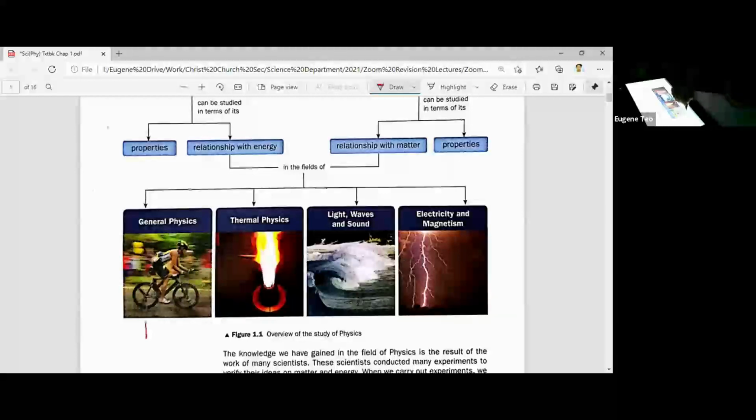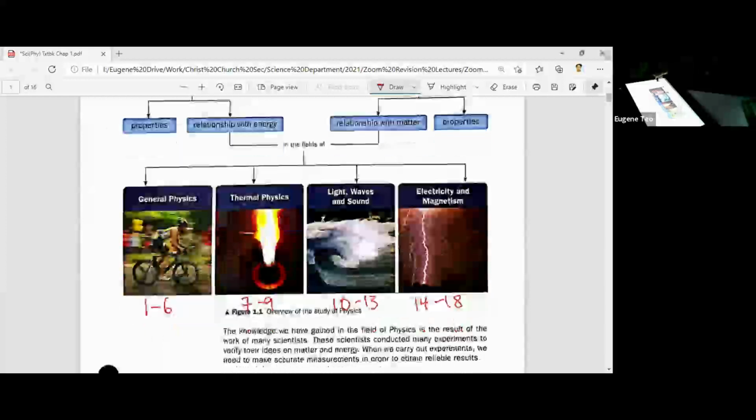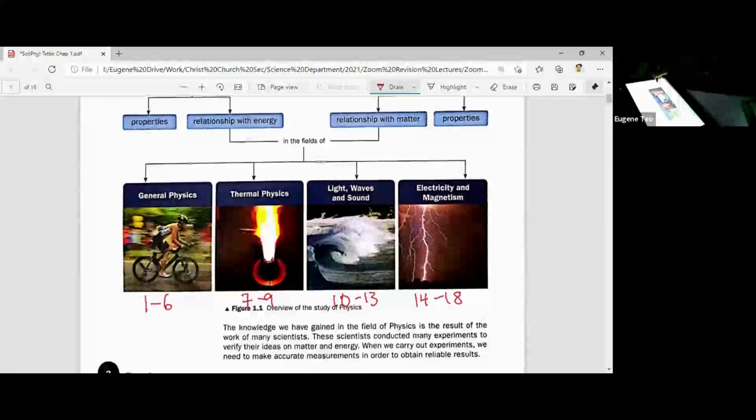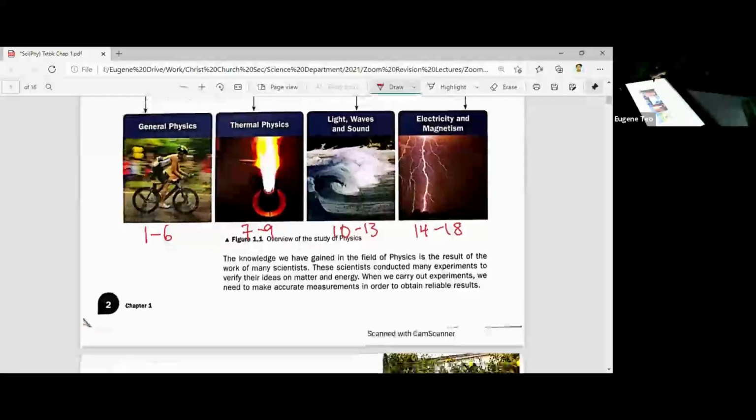So general physics is actually your chapter 1 to chapter 6. Then for thermal physics, it's actually chapter 7 to chapter 9. Light waves is actually chapter 10. Then electricity and magnetism is actually from chapter 14 to chapter 18. So do take note of this, that we are going to cover all the chapters along the way based on the schedule that I've given you. So this is just a quick intro in terms of how things are broken down in terms of general physics, thermal physics, light waves and sound, electricity and magnetism.